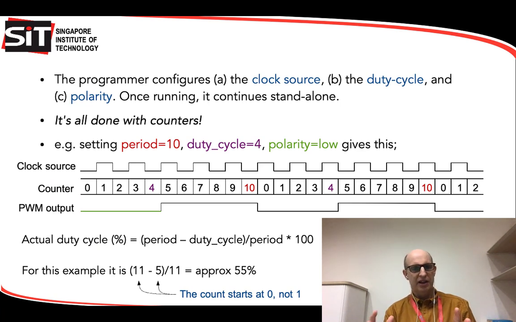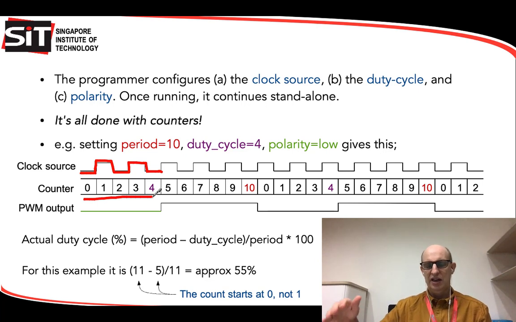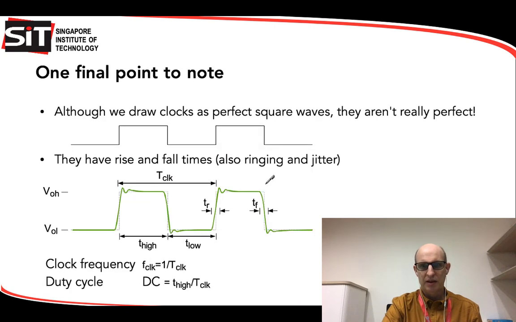Now, in processors that have pulse width modulation hardware, the programmer configures a clock source, and a duty cycle and a polarity. And just exactly the same as timers, it's all done with counters. So I've got an example here. I've got a clock source that's oscillating up and down here, and that clock is driving a counter. It's counting from 0, 1, 2, 3, 4, 5, 6, 7, 8, 9, and so on. And we've set the period as 10, so when that counter gets to 10, on the next clock cycle it is reset to 0.